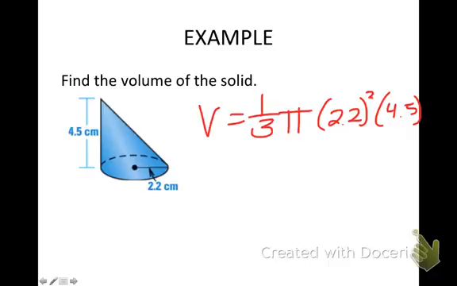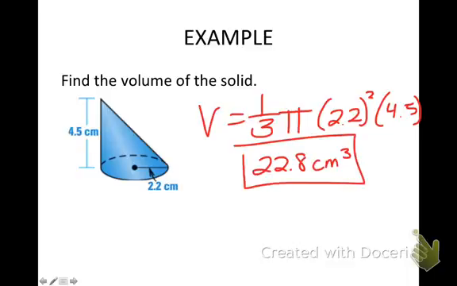Scott's on top of it. 1/3 times pi times 2.2 squared. Ooh, battery is low. Scott, what are you getting? I got 22. Yep, that's what I got too. 22.8 centimeters cubed.